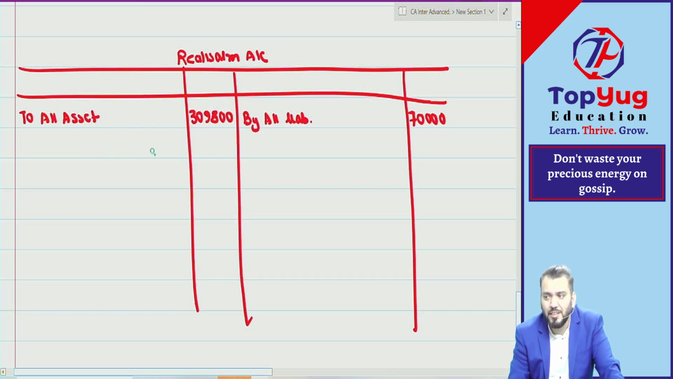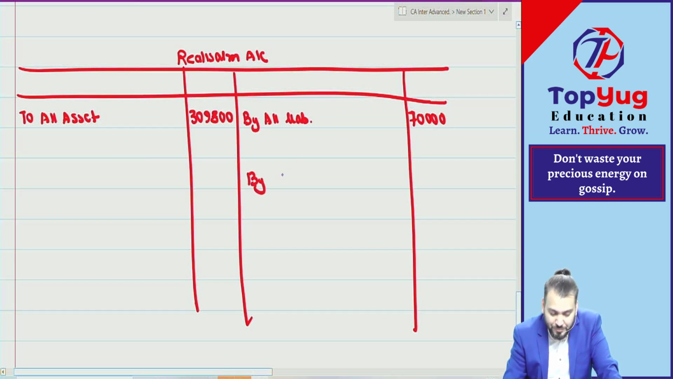Have you taken goodwill? So it will be including goodwill or excluding goodwill? Goodwill will come or not? It will not come, because in the balance sheet there is no goodwill.